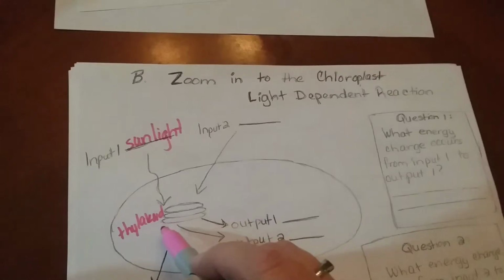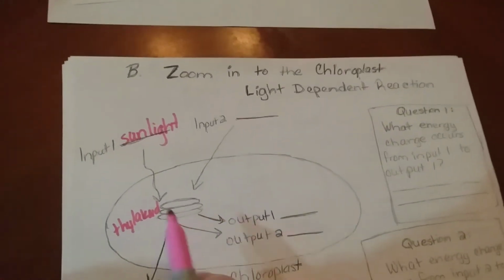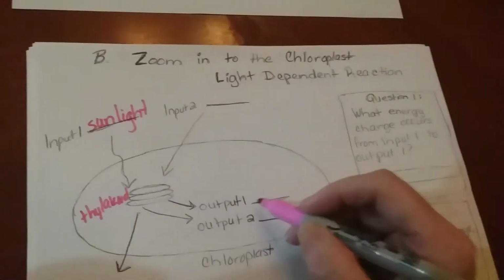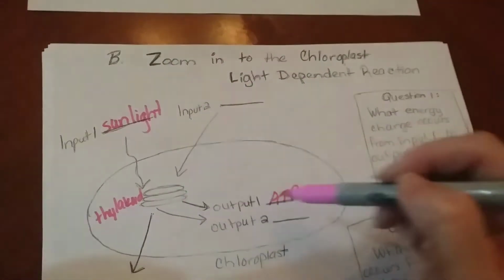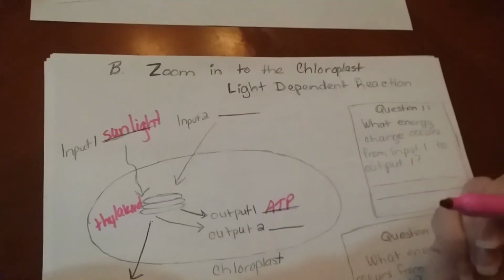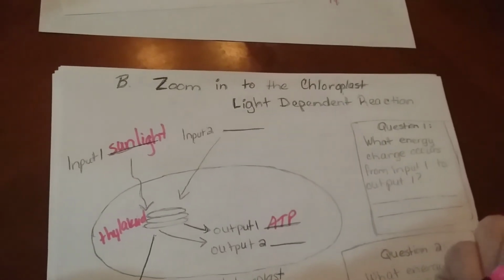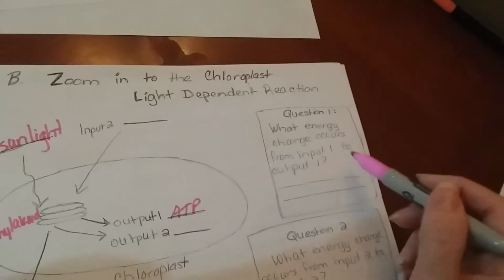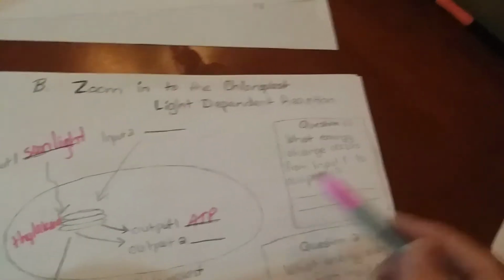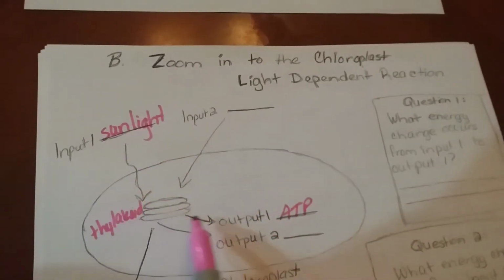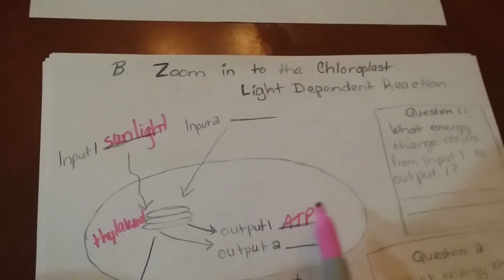After that goes through, the first output from that is the ATP, because the sunlight has energized the chloroplast, creating ATP. That is energy. So you would explain that here, what energy change occurs from input 1 to output 1. So through this to create this ATP, how did ATP get created?